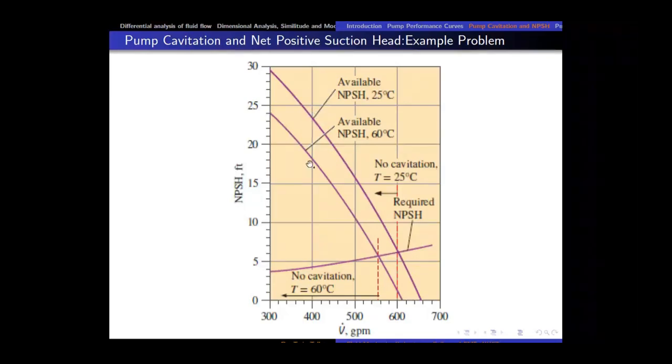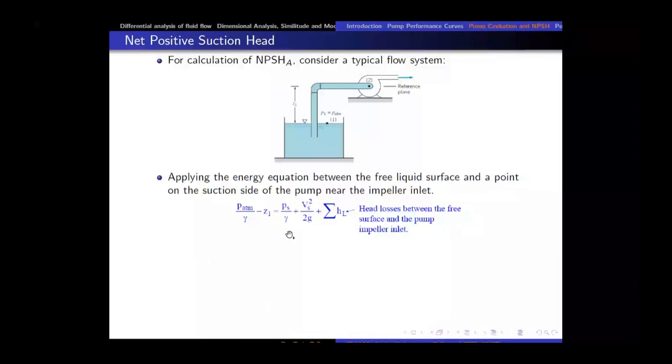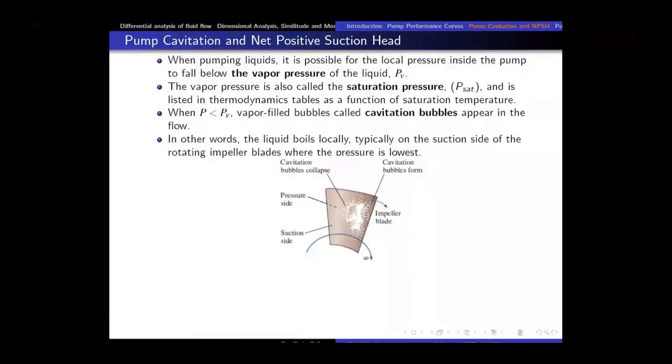So to summarize, if we increase the temperature of the working fluid, then vapor pressure increases and net positive suction head available decreases. This line, which is net positive suction head required, is fixed for a pump, and this curve is given by the manufacturer. So if I show you the Taco Incorporation's pump performance curves, here you can see net positive suction head required, right? So it is somewhere here.